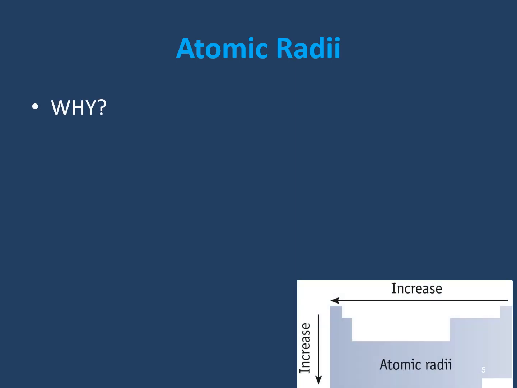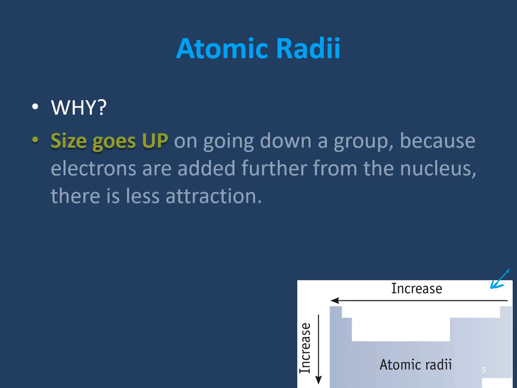Atomic radii increase in size this way due to two things. One, size goes up as we go down a group. The reason is that as we go down the group, we have more and more electrons being added to higher energy levels. Higher energy levels are further from the nucleus, which makes the atom much bigger.